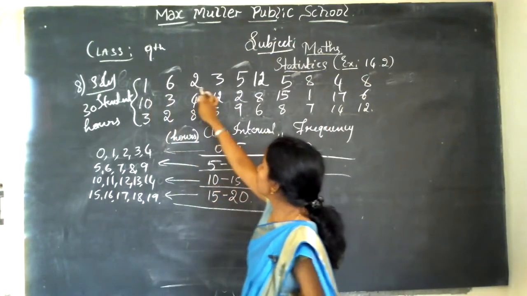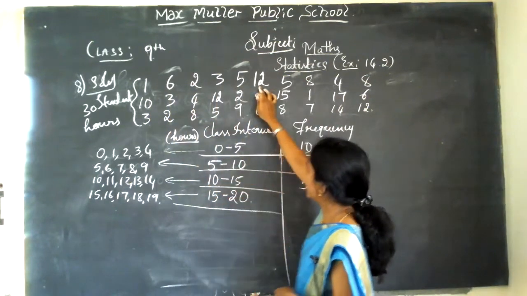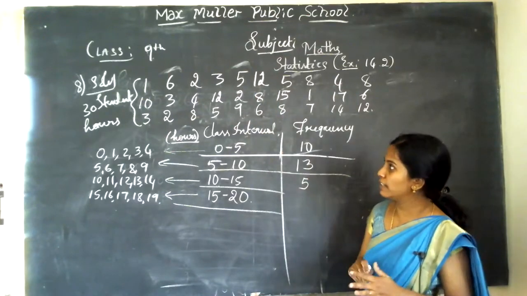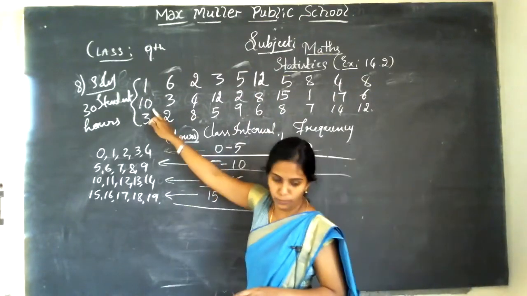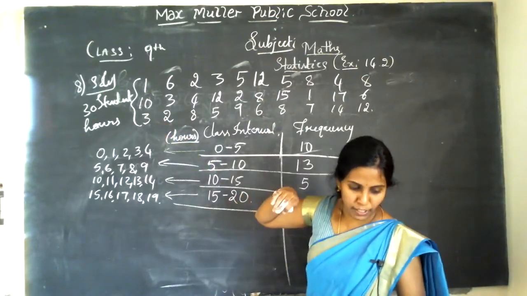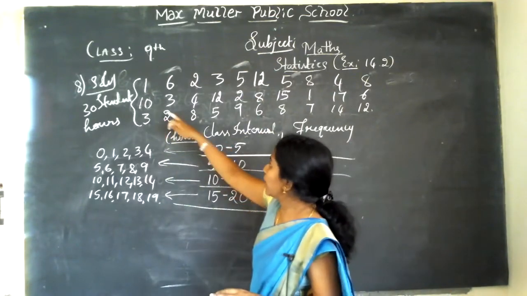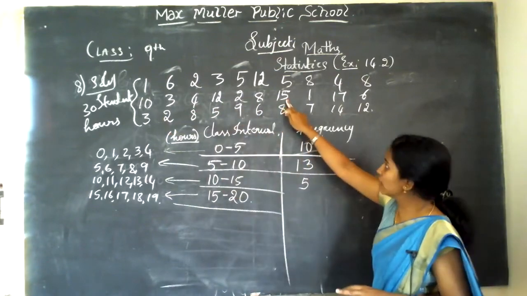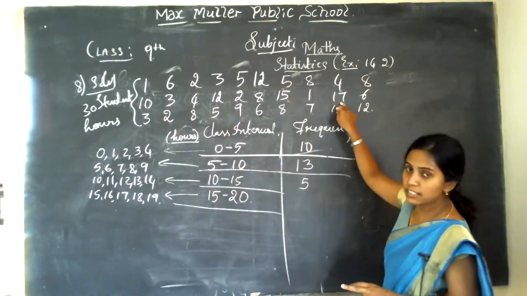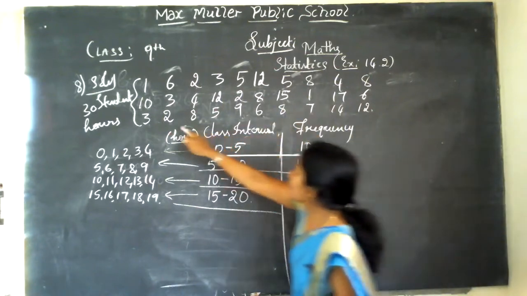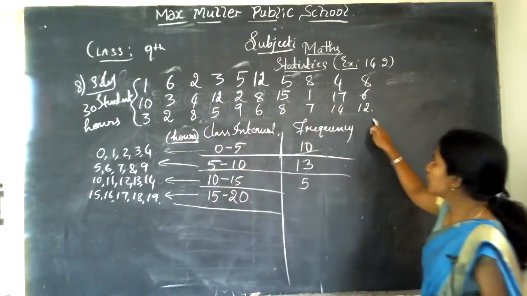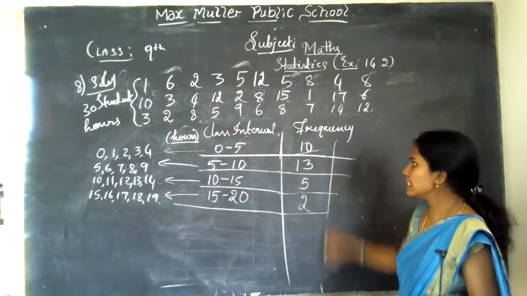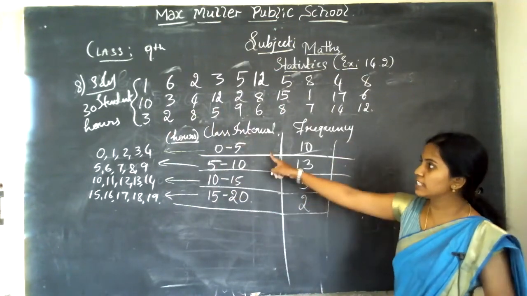So in the first row, do you get any 15, 16, 17, 18, 19? You won't get any number between 15 to 19. In the next, second row, do you get any number from 15 to 19? Here you have 1, that is 15. Here you have one more, that is 17. In the last row, you won't get any. So it is 2. So these are the frequencies for the class intervals.